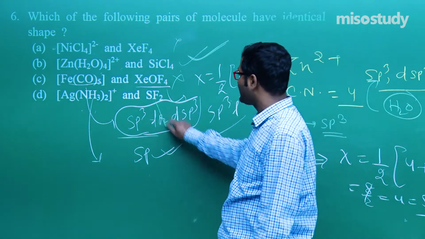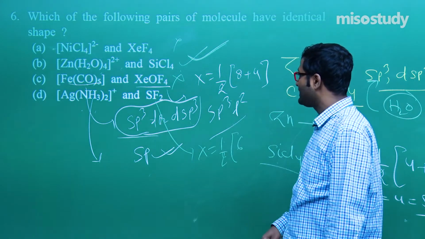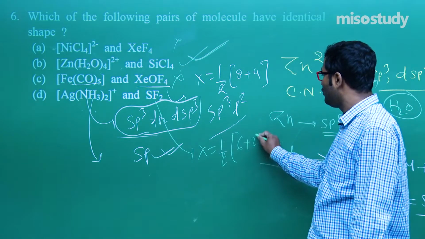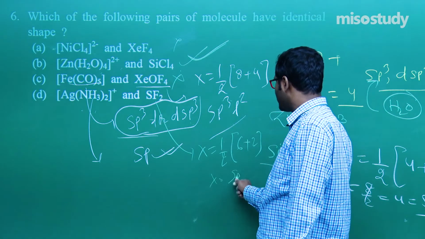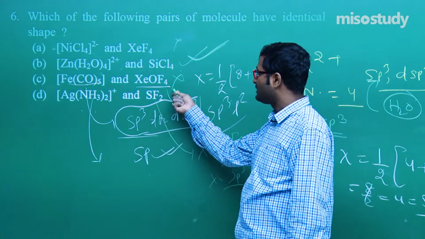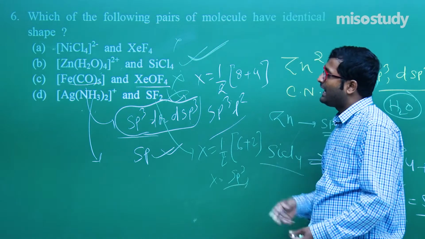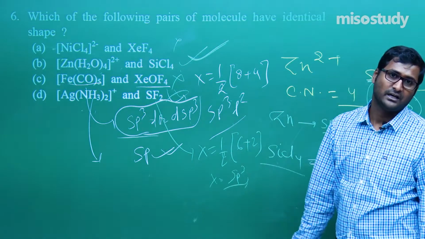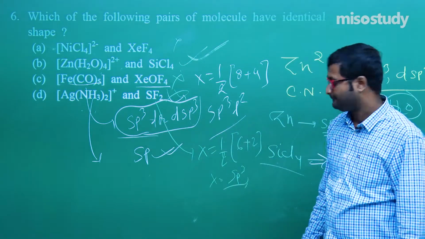If I talk about SF2, X is equal to 1 by 2 of the valence electrons: sulfur has 6 plus 2, that is 8, so the hybridization is sp3. Here sp3, here sp. So this is not a correct pair. So only one option, option B, has sp3 and sp3 hybridization. Clear to you? So for this question, B is the correct answer.